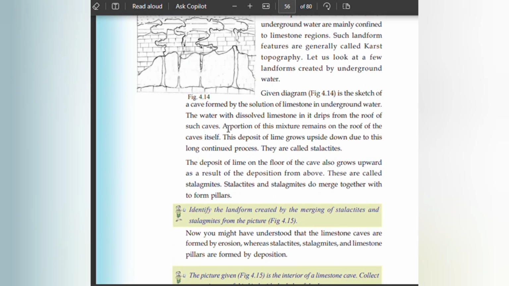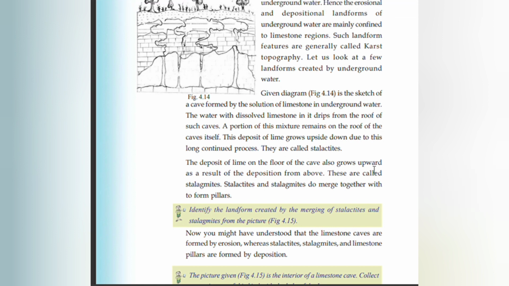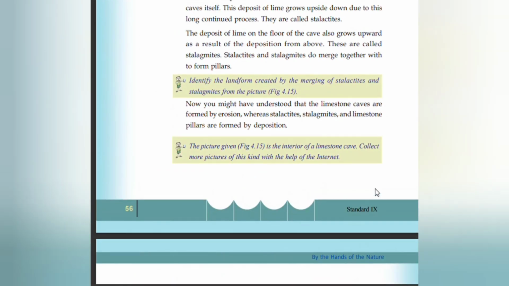The given diagram is a sketch of a cave formed by the solution of limestone in underground water. The water with dissolved limestone in it drips from the roof of such caves. A portion of the mixture remains on the roof of the caves itself. These deposits of lime grow downward due to this long continued process. They are called stalactites. The deposit of lime on the floor of the cave also grows upward as a result of the deposition from above. These are called stalagmites. Stalactites and stalagmites may merge together to form pillars.